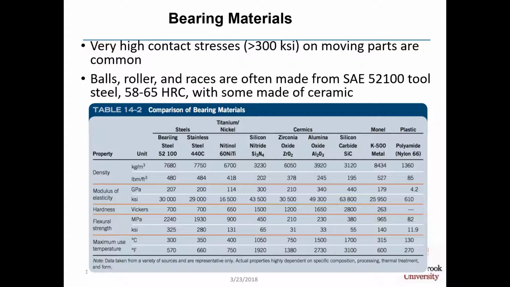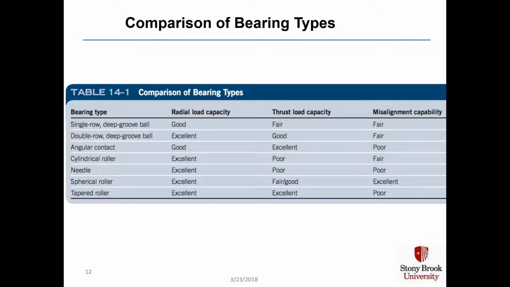Balls, rollers, and races are usually made from SAE 52-100 tool steel, which has a Rockwell hardness of between 58 and 65. When you get into the ceramic bearings, it's because you have to have the bearing hold up to very high temperature. For most applications, the bearings are using either the bearing steel or stainless steel. You don't want to have a plastic bearing unless your loads are extremely small, your temperatures are very low, and you're cost constrained.